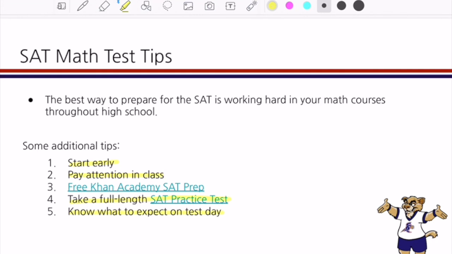In our class over the next few weeks, we're going to be doing some prep to get ready for the SAT. Many juniors will take the SAT this June, and so hopefully you'll find the prep that we do over the next few weeks to be helpful in helping you get ready, whether you're taking it this year or whether you're taking it next year.